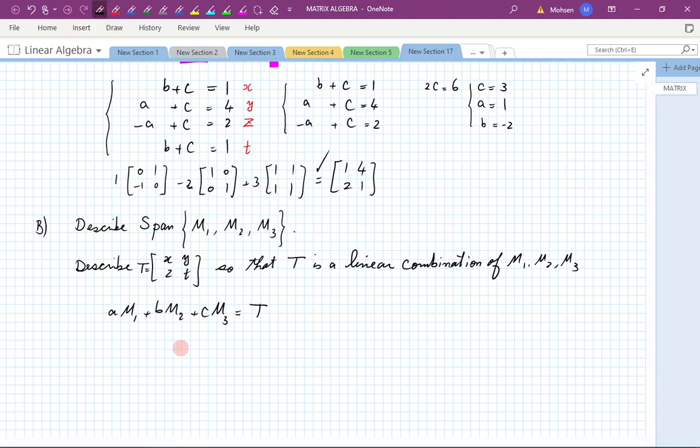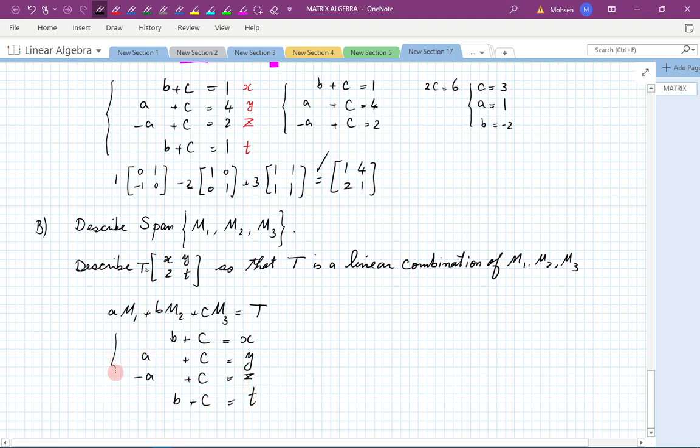So my equation now reads just like before. Let me rewrite it. b plus c, I want it to be x, and then a plus c, I want it to be y, minus a plus c, I want it to be equal to z, and then b plus c, I want it to be equal to the number t. So the question is, for what values of x, y, z, t does this system have a solution? At least one solution. If it has more, that's fine, but we want to rule out the cases where it wouldn't have a solution.